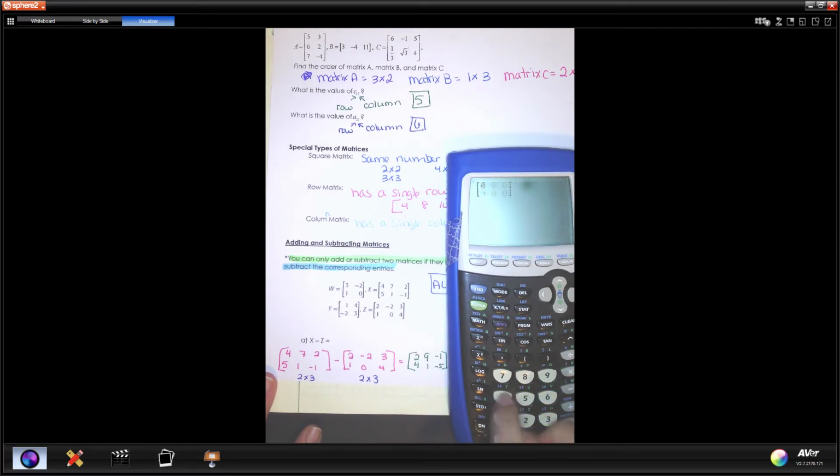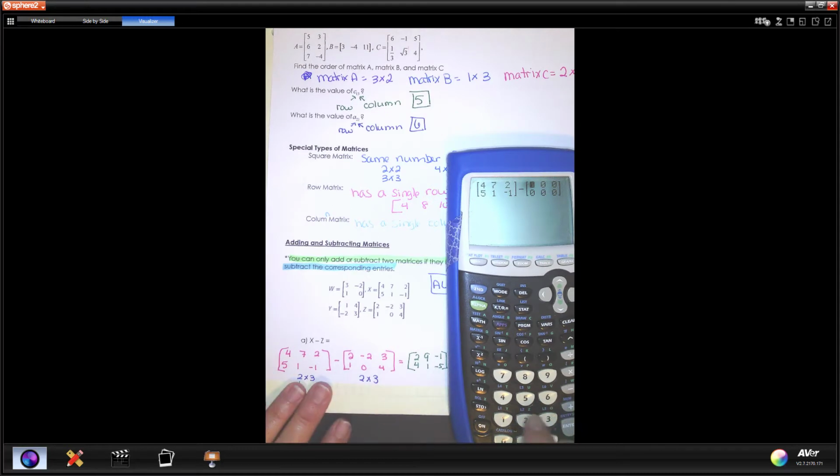And then we're going to go ahead and fill in our matrix. So 4, 7, 2, 5, 1, and then last but not least, -1. Double check, triple check that you did enter that in correctly. And from that, we are going to subtract our second matrix, and that would also give us alpha, zoom, and that is also a 2 by 3.